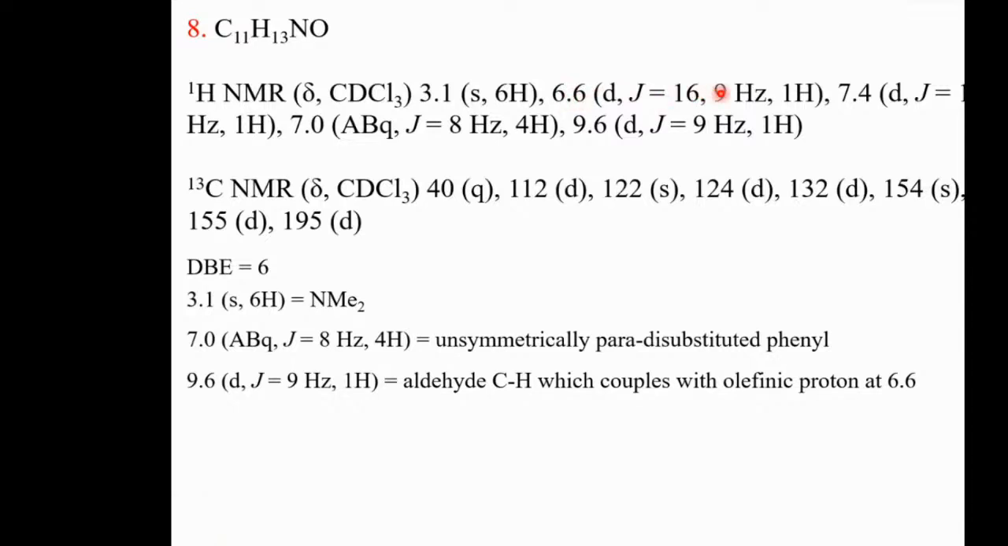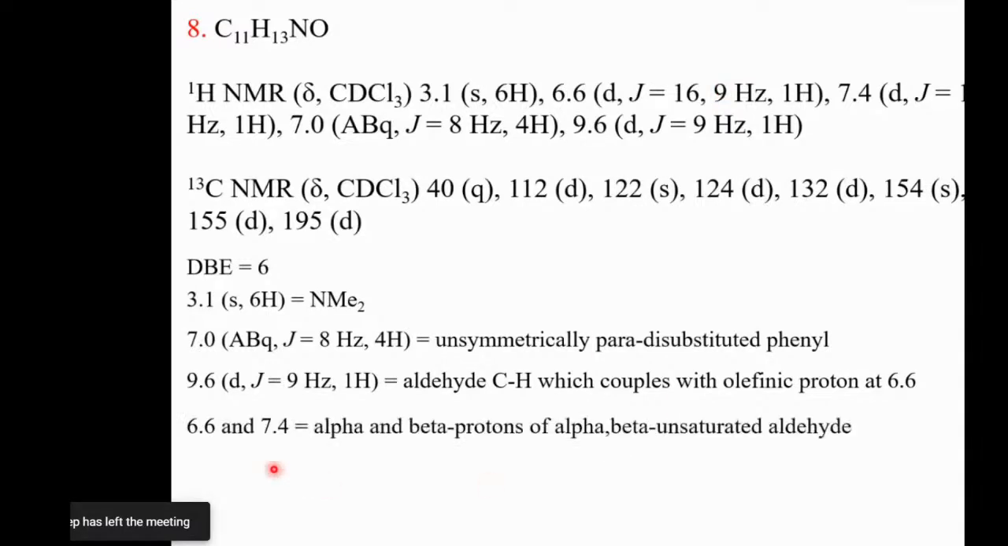That means that olefinic proton is alpha to the carbonyl. Okay. Then at 6.6 and 7.4, we have 2 protons. And one of them is coupling with the aldehyde CH. The other is not coupling. The other is coupling only with the vicinal olefinic proton. And that J value is 16 hertz. 16 hertz means it is trans coupling. It's an E double bond, trans double bond, right?